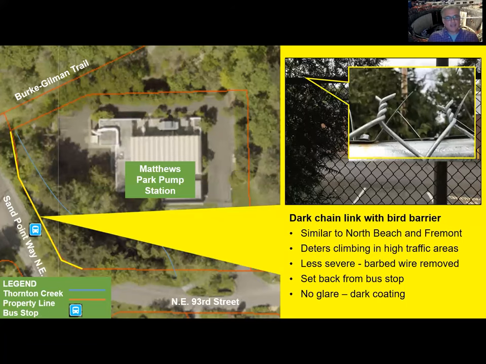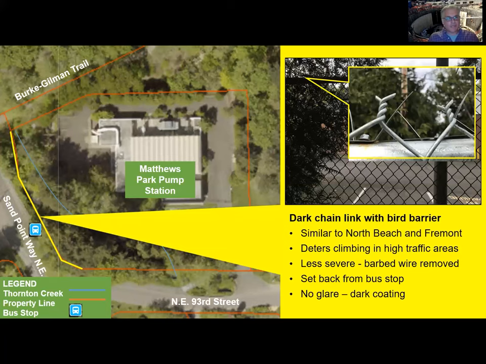Okay, so the next slide talks about the proposal we have for the western side of the facility along Sandpoint Way. Here, we propose using a darker chain link fence, similar to what we've used at North Beach and Fremont, different sites that also are by bus stops and busy streets and public spaces. We would continue to use the bird barrier. And if you look at the inset photo there, you can see the little thorns I was mentioning before. But the barbed wire would go away, and the structures holding the barbed wire would go away. So we would have a darker fence with the bird barrier on top to deter climbing.